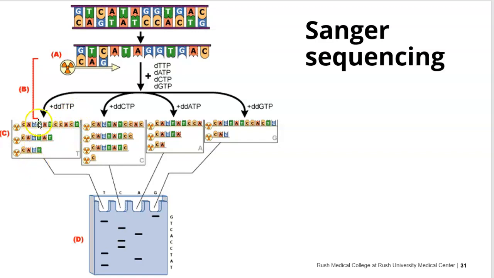So we get a number of different fragments, and we separate these fragments on a gel. We do the same thing for C, A, and G. And so what we can do is we can then look and see what these fragments are.